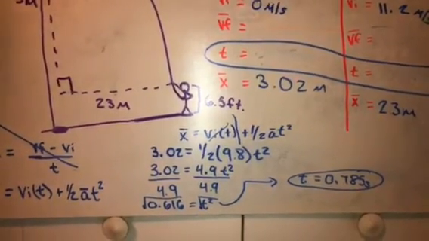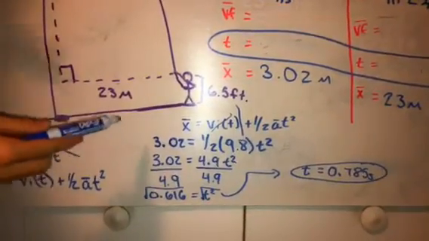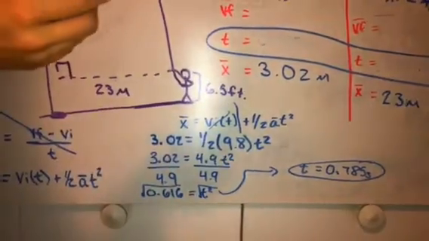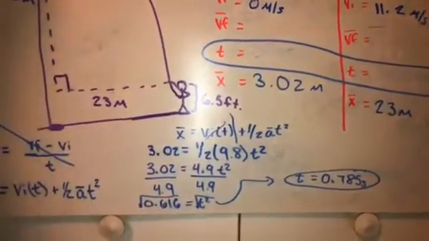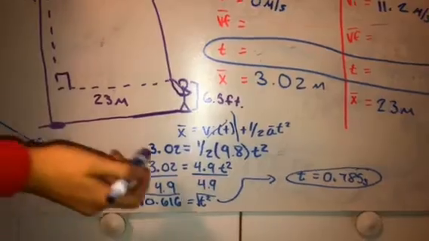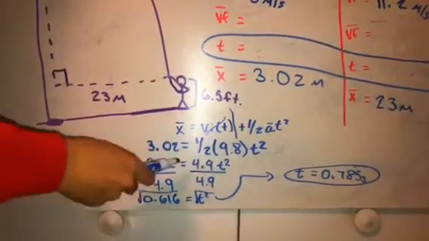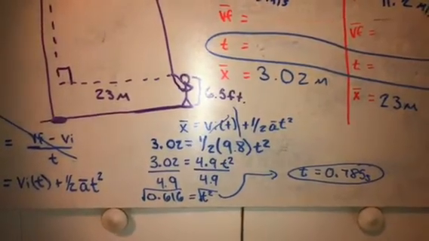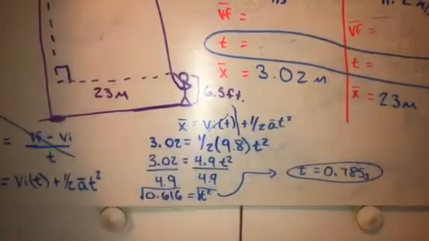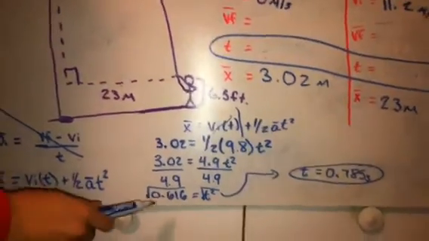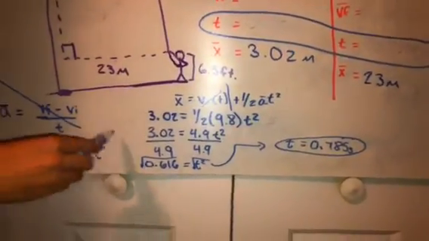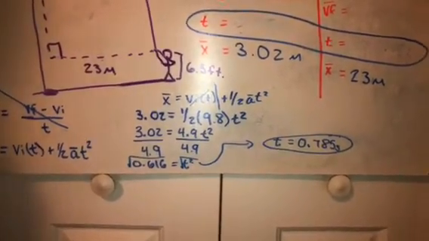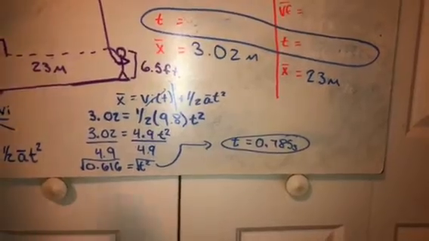So now let's substitute in what we know. The displacement is 3.02 meters equals 1/2 of the acceleration, which is 9.8, times time squared. Now we need to multiply 1/2 times 9.8 to get 4.9. Now using simple algebra, we're going to divide each side by 4.9 to isolate t squared. When we do that, we get 0.616. Now we need to take the square root of 0.616 to get time by itself. When you do this in the calculator, you get your time to be 0.785 seconds.